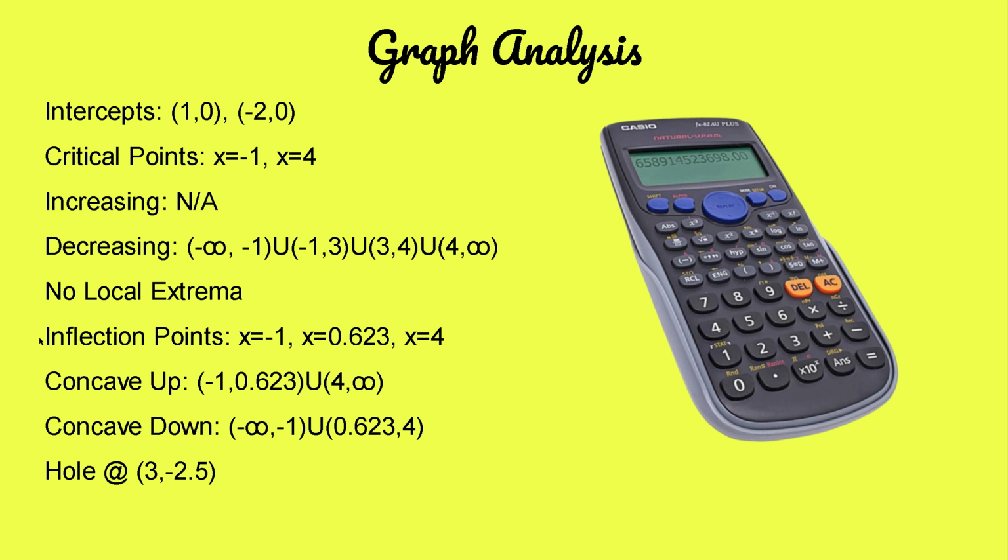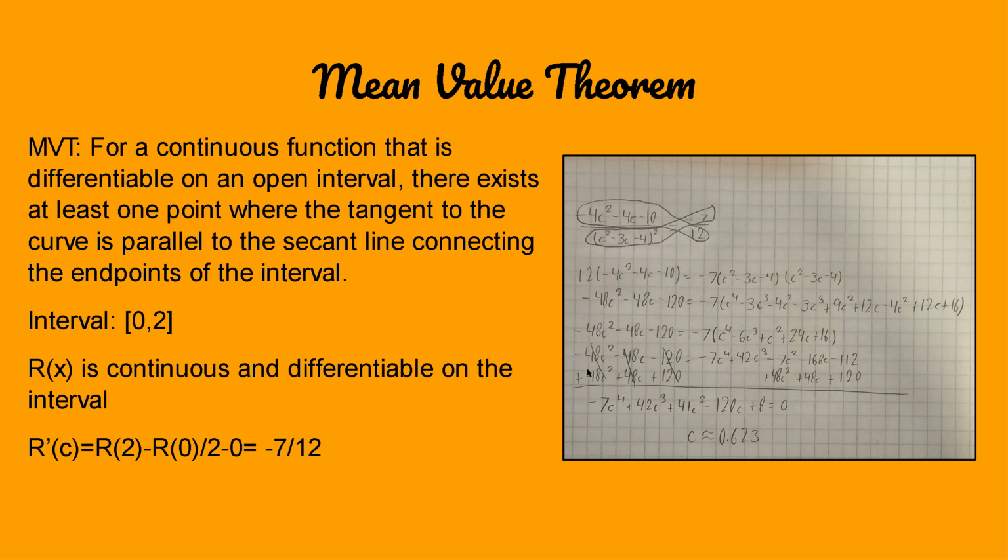The inflection points are basically when we set the second derivative equals 0, and we get x equals -1, x equals 0.623, and x equals 4. The graph is concave up from -1 to 0.623 and from 4 to infinity. The graph is concave down from -infinity to -1 and from 0.623 to 4. There is a hole at (3, -2.5), which we stated earlier.